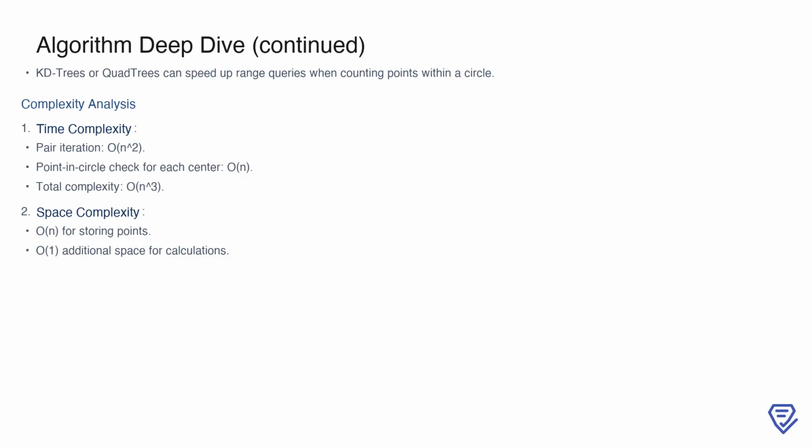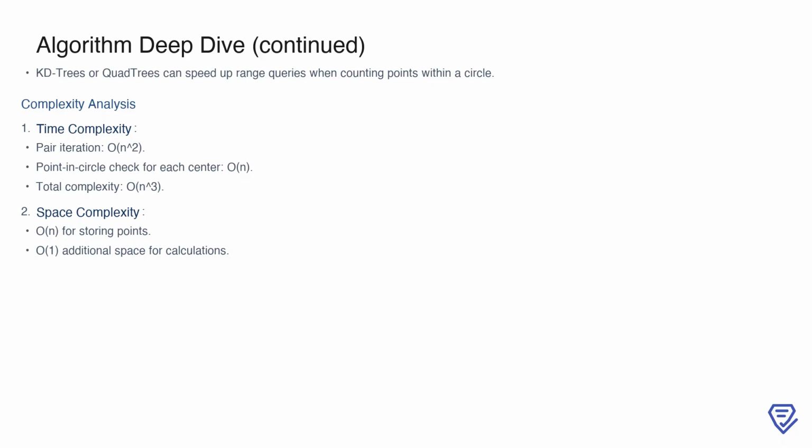The time complexity is dominated by the pair iteration, which is n squared, and the point-in-circle check for each candidate center, which is n. Combining these, the overall complexity is n cubed. Space complexity, on the other hand, is relatively modest at n, as we primarily store the list of points and use a constant amount of additional space for intermediate calculations.